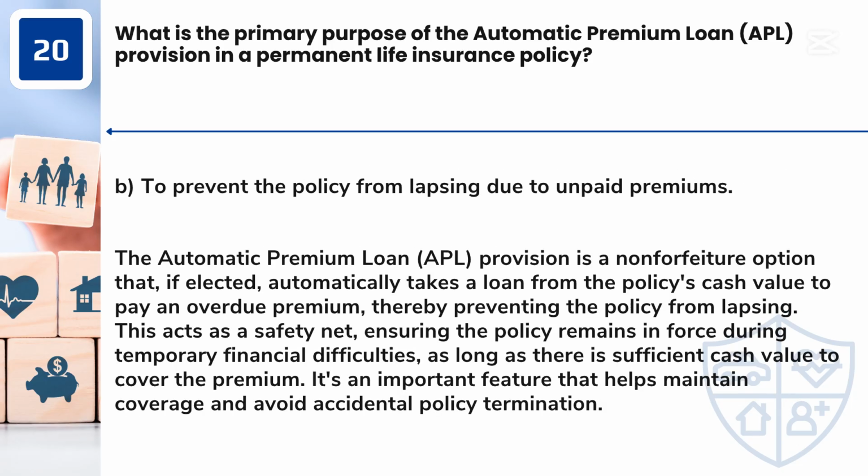Answer: B. To prevent the policy from lapsing due to unpaid premiums. The automatic premium loan, APL, provision is a non-forfeiture option that, if elected, automatically takes a loan from the policy's cash value to pay an overdue premium, thereby preventing the policy from lapsing. This acts as a safety net, ensuring the policy remains in force during temporary financial difficulties, as long as there is sufficient cash value to cover the premium. It's an important feature that helps maintain coverage and avoid accidental policy termination.